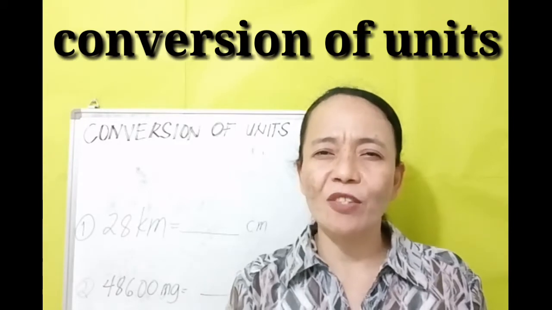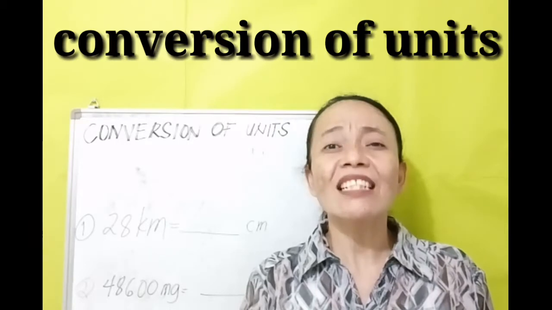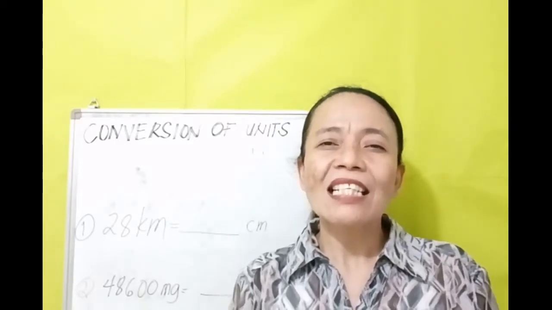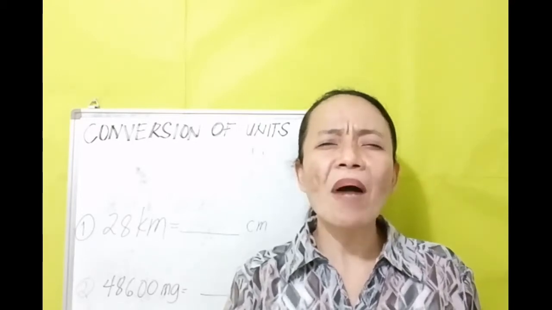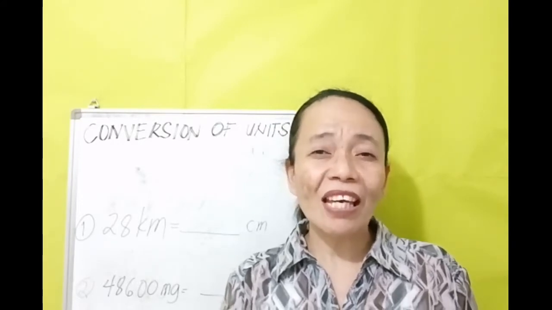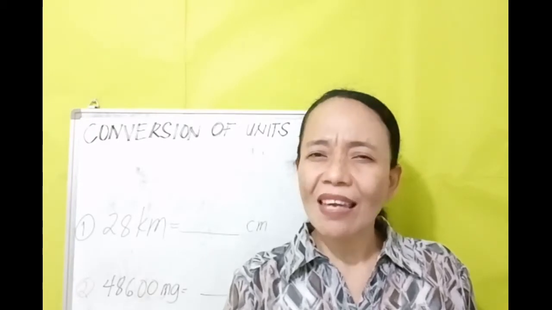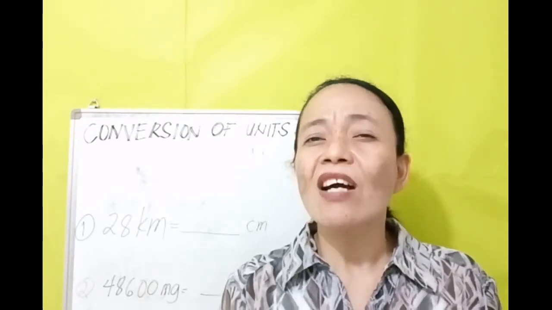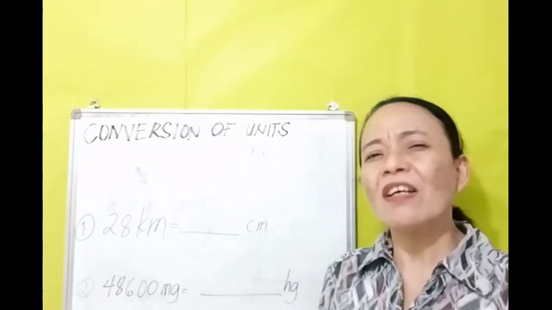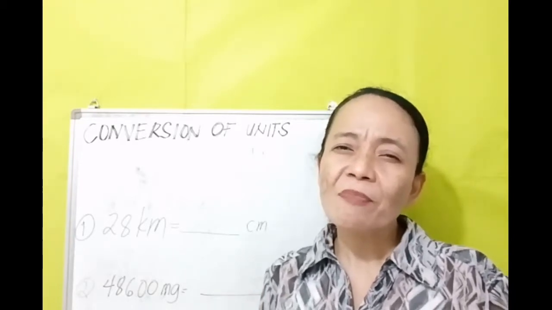Then for the smaller values, we have deci, 10 raised to negative 1. Centi, 10 raised to negative 2. Milli, 10 raised to negative 3. Micro, 10 raised to negative 6. Nano, 10 raised to negative 9, and so on. So we can directly or easily convert metric to metric, especially if those measurements are associated with prefixes.